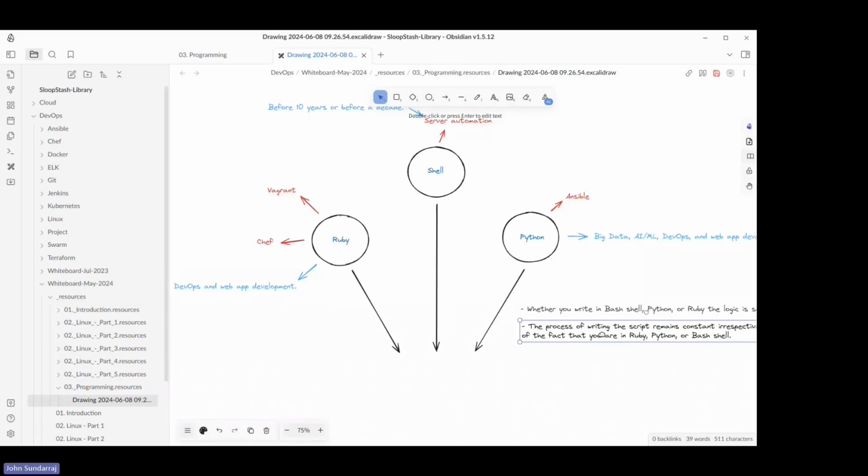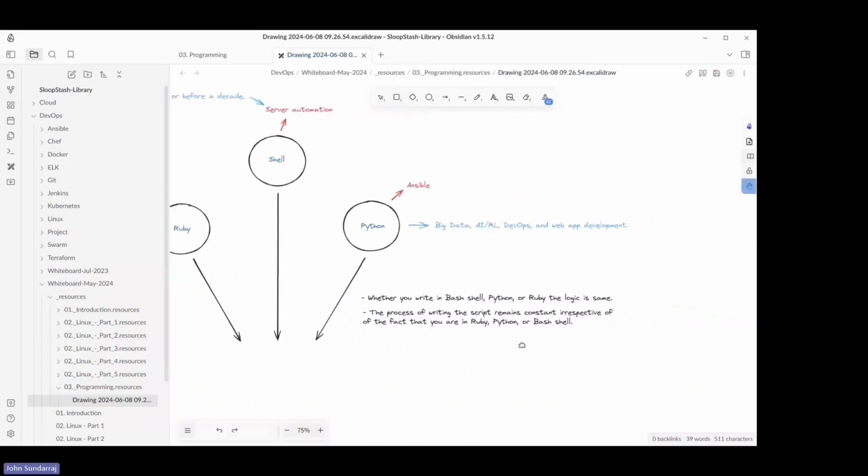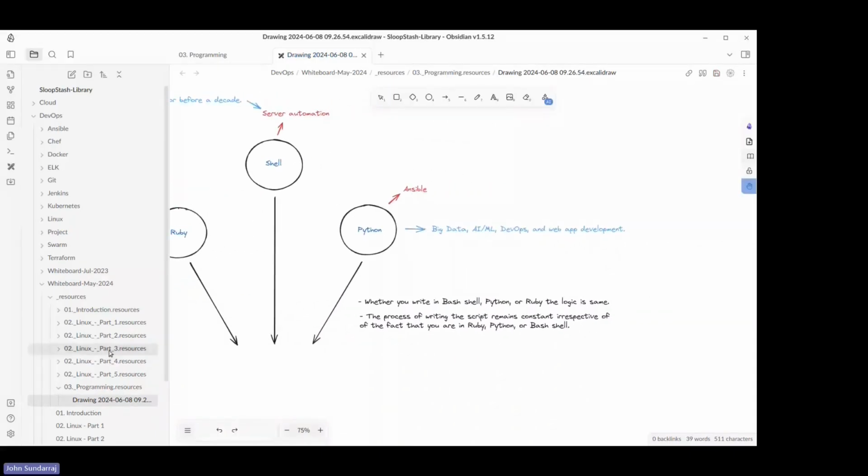The very important thing is that the logic remains the same, and it's not any magic. It's basically a simple logic, and then the process of writing the script remains fairly constant. So you don't need to really worry about these two things. It's all the same process. These two points are very important key points that we have to always remember. This is the way we look into this.